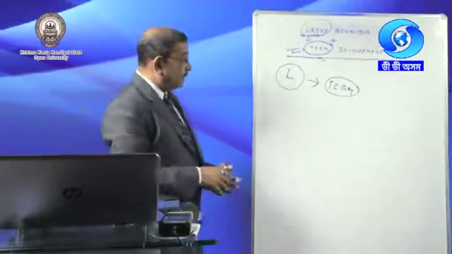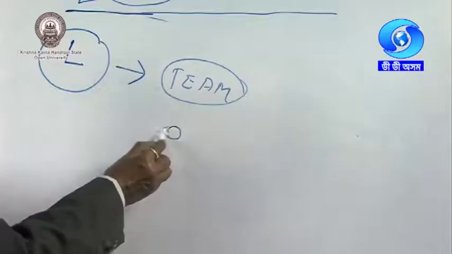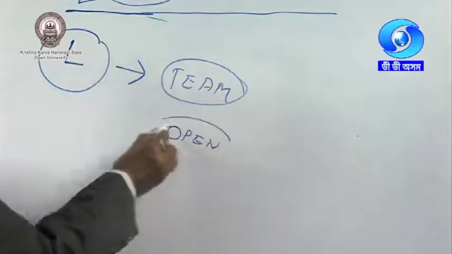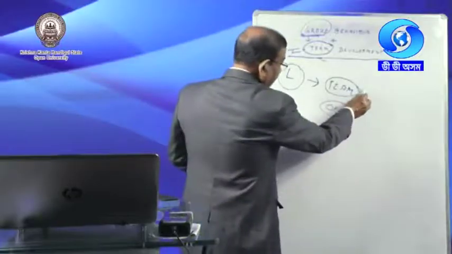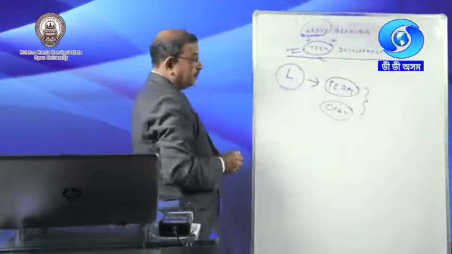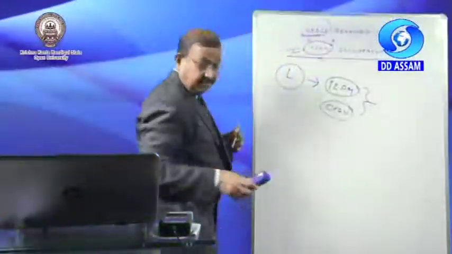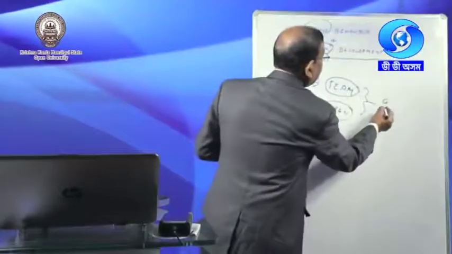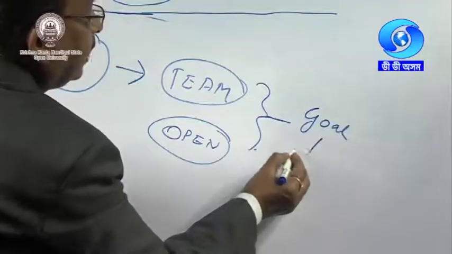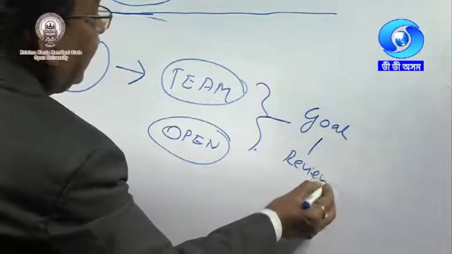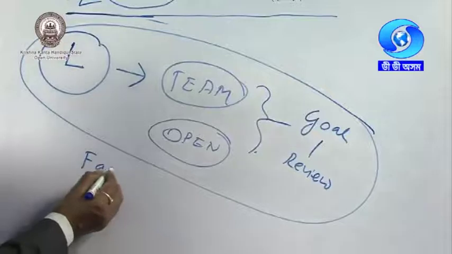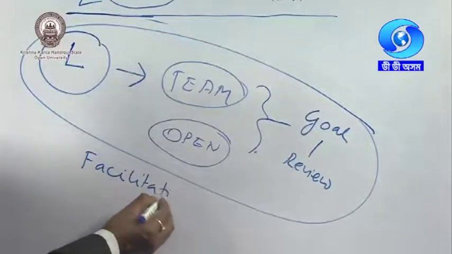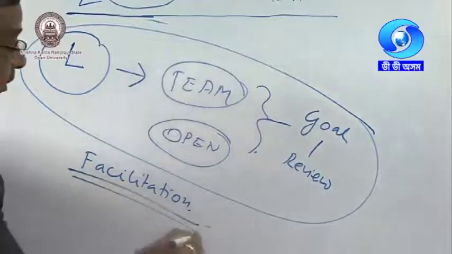The communication amongst the team members will have to be open. Openness in communication is very, very important. They themselves collectively will have to decide about the formulation of goals. Then they will have to decide about the control mechanism, the review mechanism. They will have to discuss the goal. They will have to discuss the review mechanism. And the entire thing will have to be facilitated. That facilitation is very important for the functioning of any kind of team.